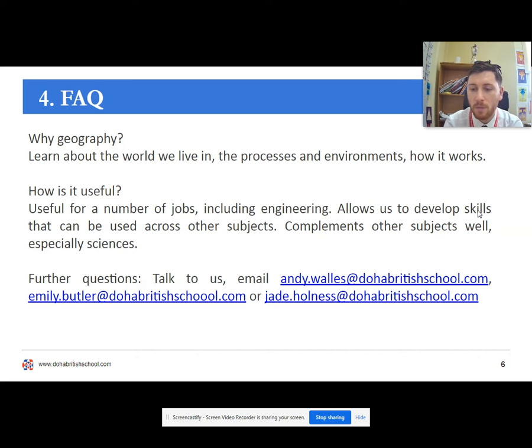It also complements other subjects incredibly well. If you are interested in sciences, particularly biology and chemistry, then obviously geography will complement that very, very well. It will help your writing skills and therefore kind of combine with your English studies as well. So that's a summary of Geography IGCSE in a nutshell, ladies and gentlemen.